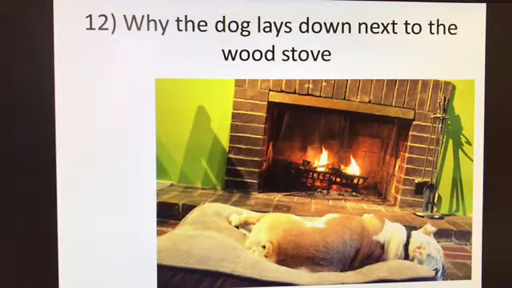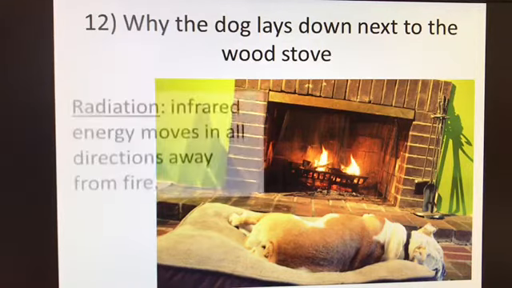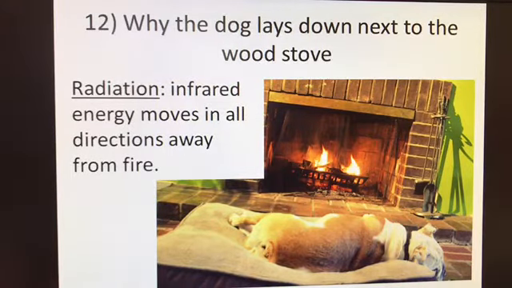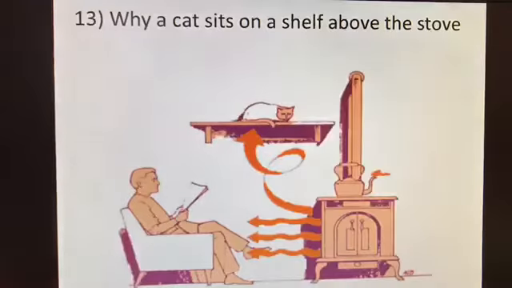Okay, number 12. Why the dog lays down next to a wood stove. So dog laying on the ground next to the heat source, the fire. Why do they do that? Because of radiation. The infrared energy moves in all directions away from the fire. So he can be laying next to it, he can be laying below it, he still gets that heat from it because of the radiant energy. It's not hot air warming him because the hot air is going up the chimney. It's not conduction, he's not touching it. It's the radiation he's getting.